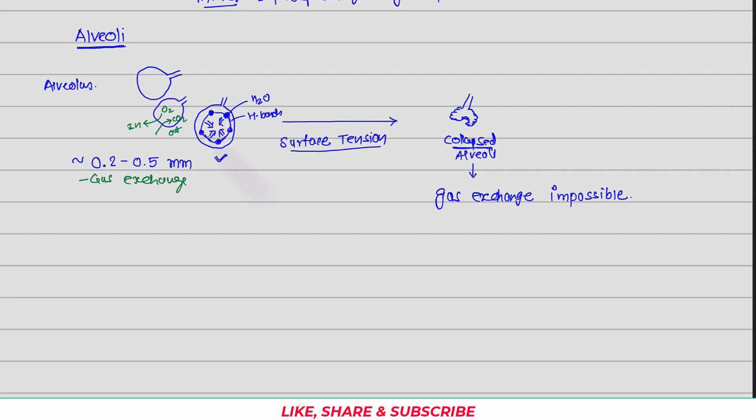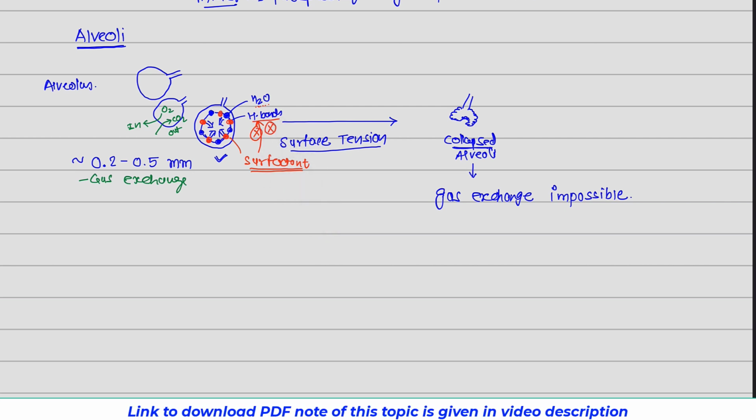Surfactant molecules insert themselves between the water molecules on the alveolar wall. Suppose these red tiny circles represent surfactant molecules. When surfactant is present, water molecules can no longer form hydrogen bonds with all their neighbors. The surface tension drops drastically and the alveoli will not collapse and stay open. This is so simple yet so brilliant.